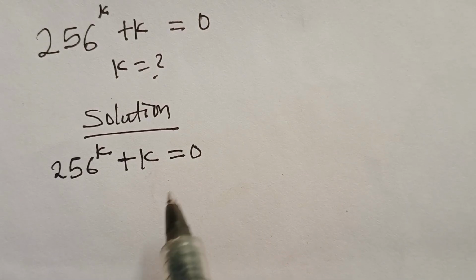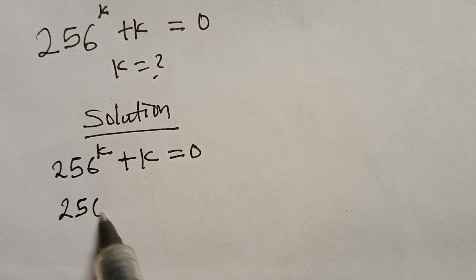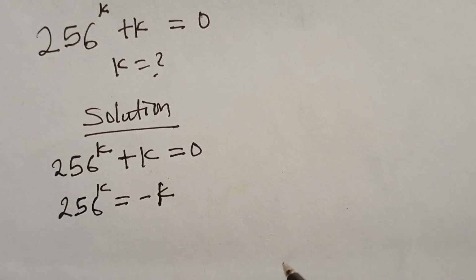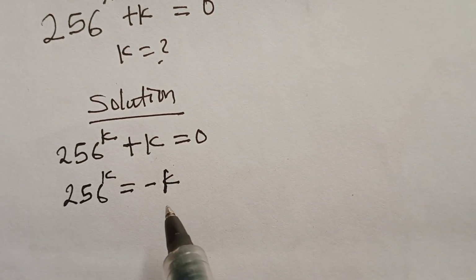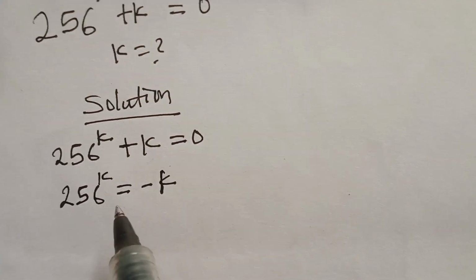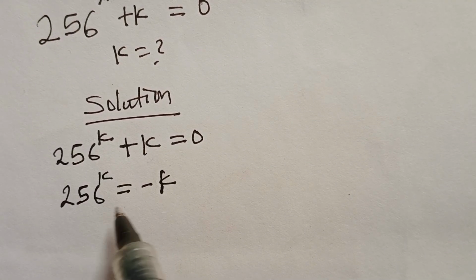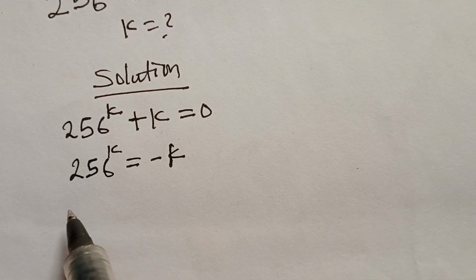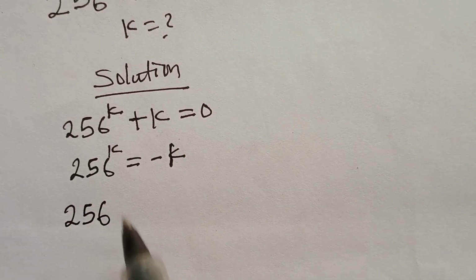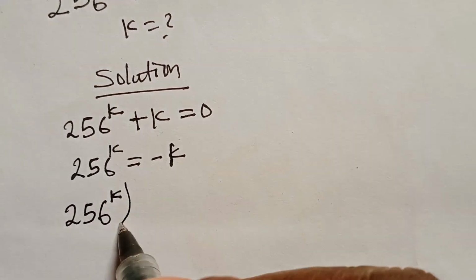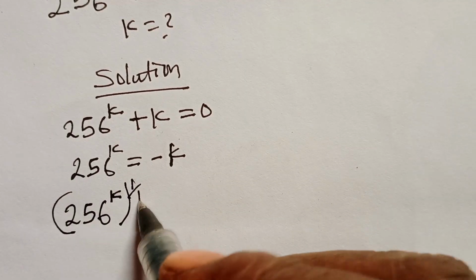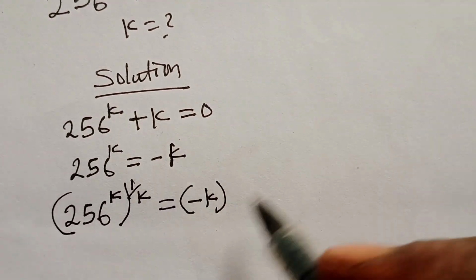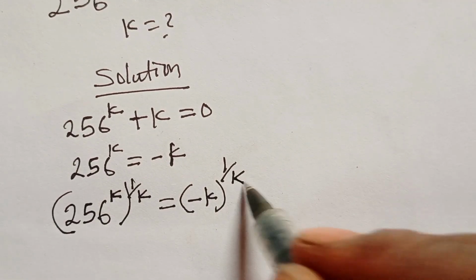Let's take k to the right hand side. We now have 256 raised to power k equal to minus k. Now let's multiply the power of 256 to the k by 1 over k, and the power of minus k by 1 over k as well. We will now have (256 raised to power k) raised to power 1 over k equal to (minus k) raised to power 1 over k.